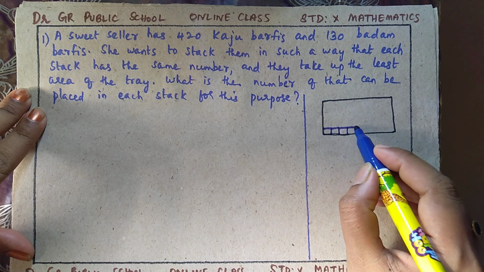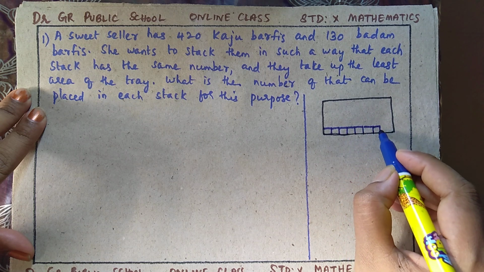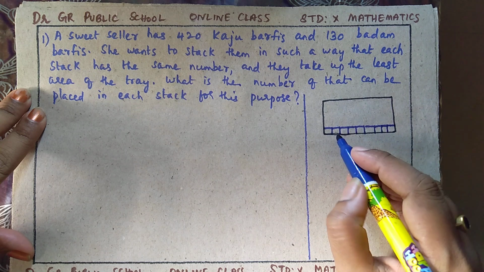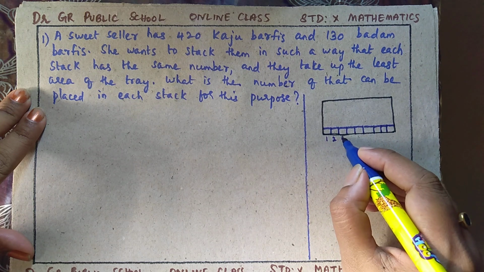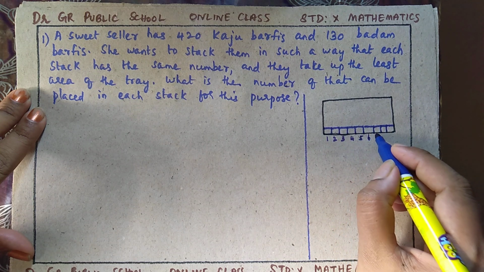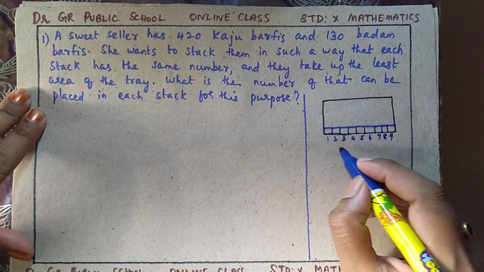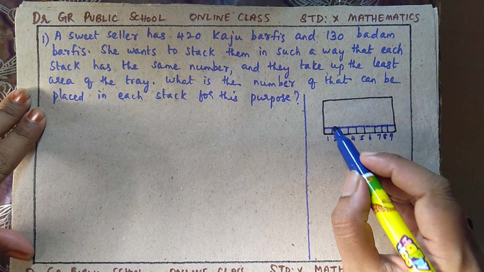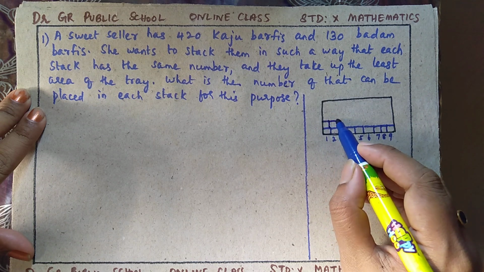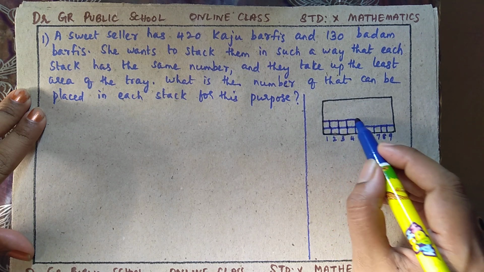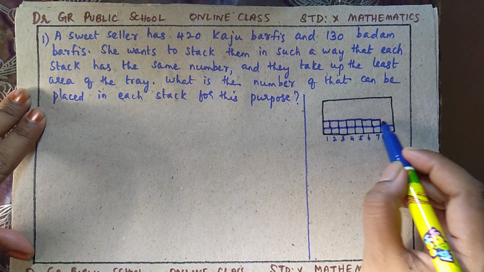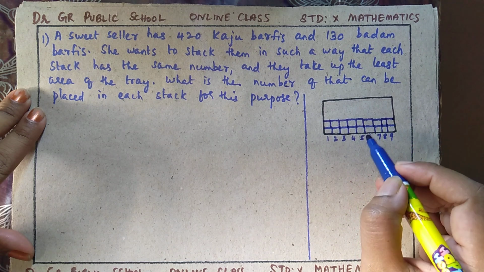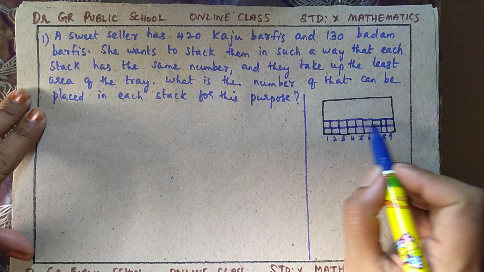1, 2, 3, 4, 5, 6, 7, 8, 9. So I have arranged here 1, 2, 3, 4, 5, 6, 7, 8, 9. So 9 barfis are arranged in a stack. Likewise, next arrangement: 1, 2, 3, 4, 5, 6, 7, 8, 9. So in the next stack also there are 9 barfis.